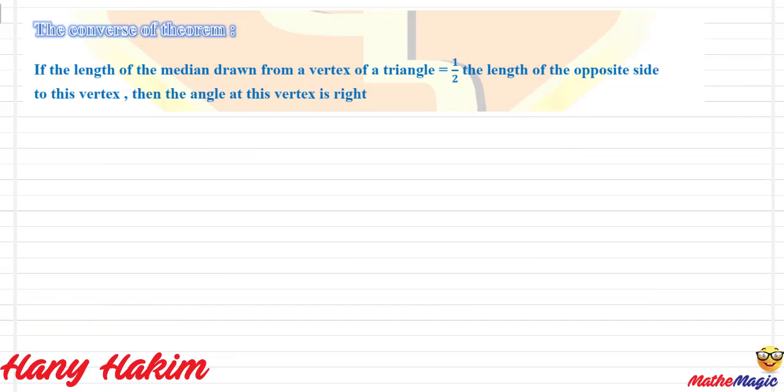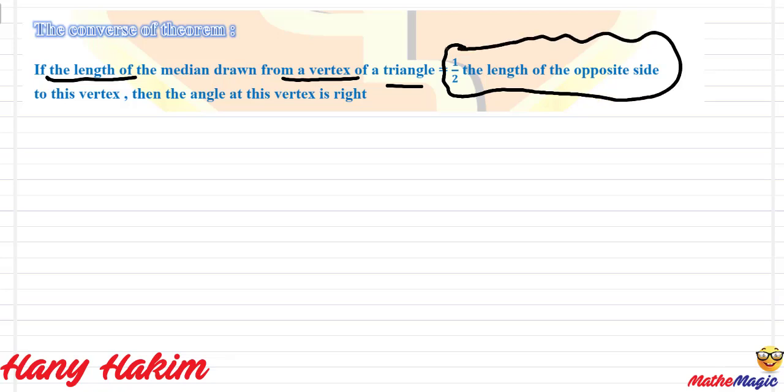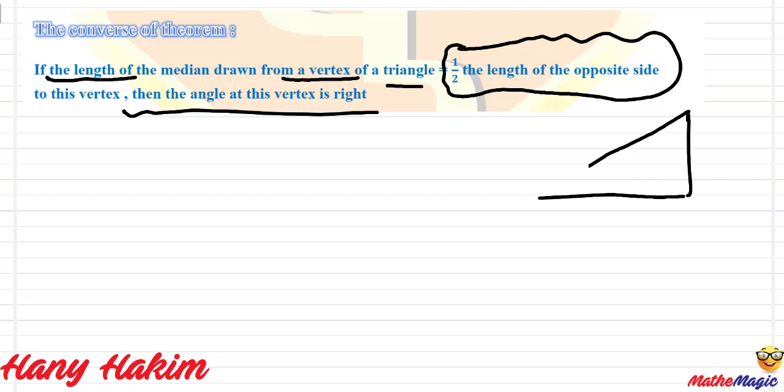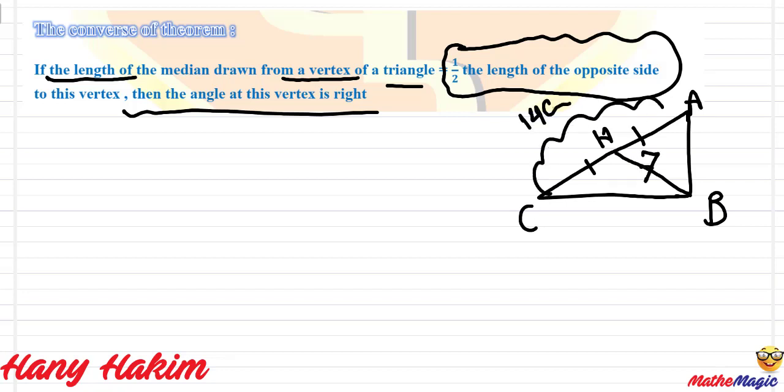Here we have the converse of that theorem. The converse means if the length of a median drawn from a vertex of a triangle, we found it to be half the length of the opposite side, then the angle at that vertex equals 90 degrees or a right angle. For example, if I draw a triangle like this and I don't know if the measure of the angle B is 90 or not, but here I found that BH is a median and BH equals 7 centimeters and AC was 14 centimeters.